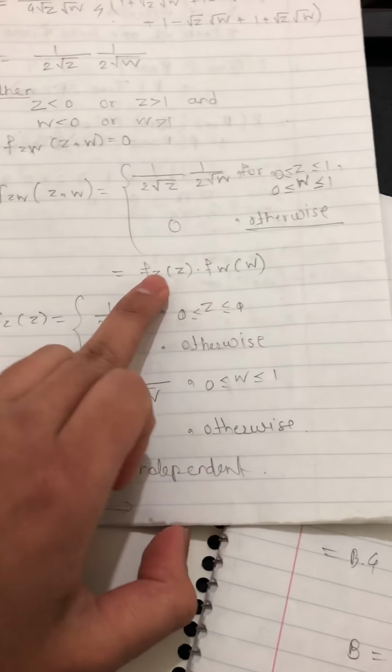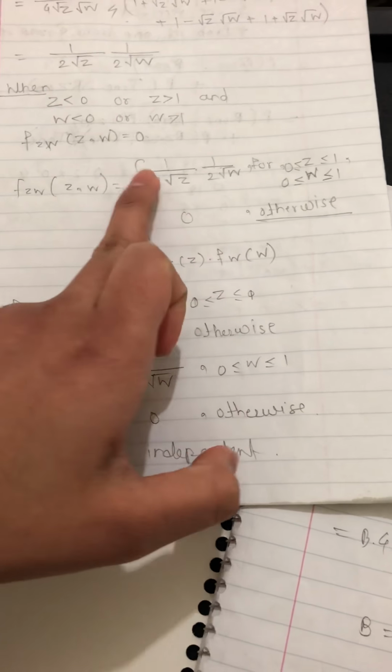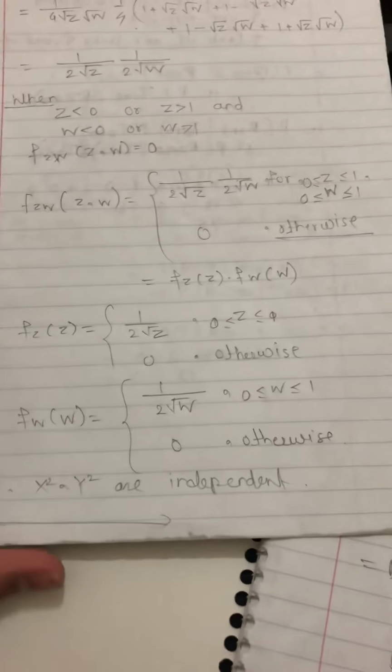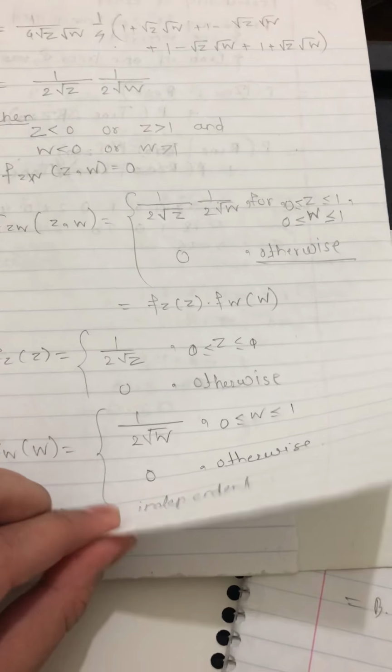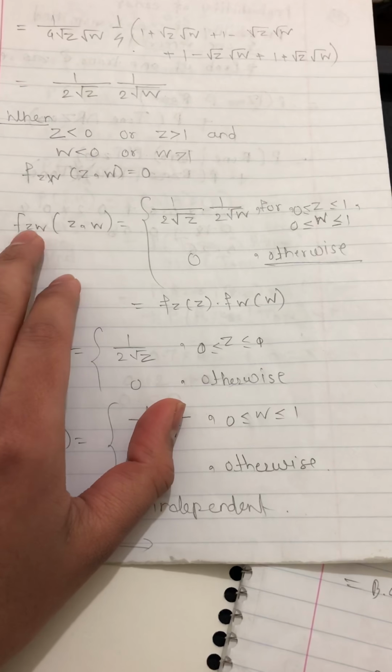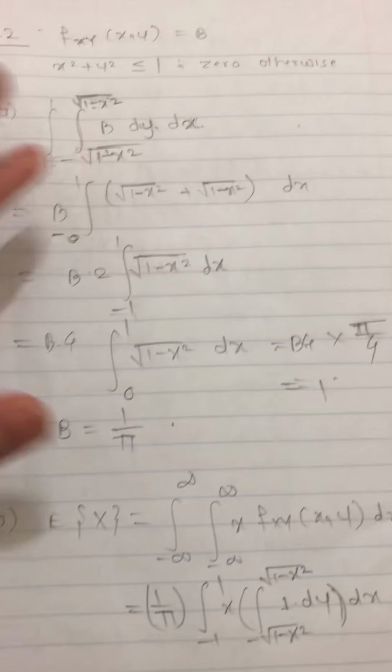And this is also equal to f(z) times f(w), as these two distinct functions are visible. So X square and Y square are independent, that is f(zw) is equal to f(z) into f(w). Now coming to question 2.